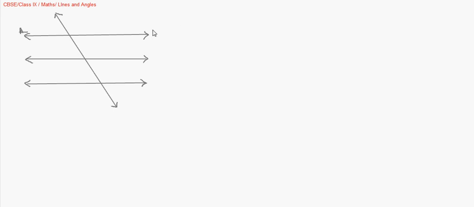This is A, B, C, D, E, F. The question says AB is parallel to CD, CD is parallel to EF. This is denoted as Z, this to be Y and this to be X. It says Y is to Z is equal to 3:7 and we have to find the value of X.